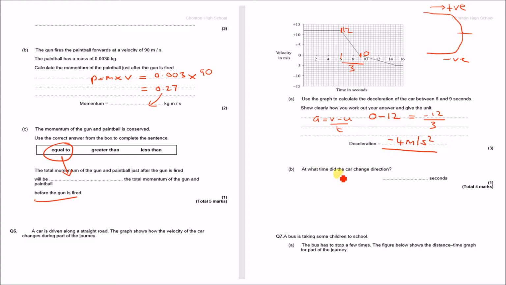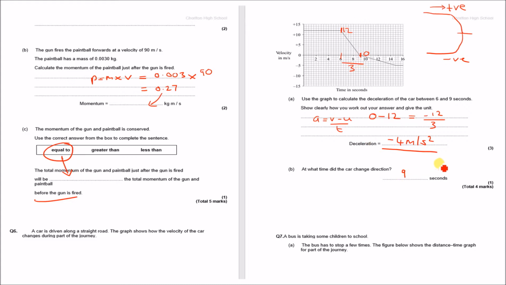Okay, at what time did the car change direction? Well, I talked about this idea if it was a 400 meter track, that at this point here it's obviously changing direction, so that's when it starts to become negative. So the time is at 9 seconds.